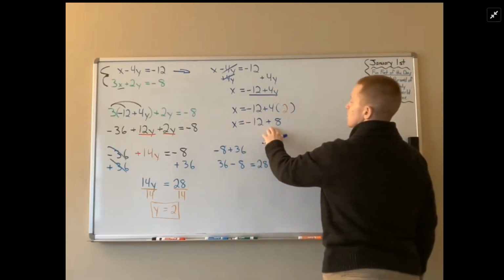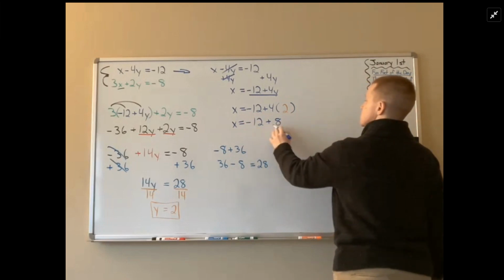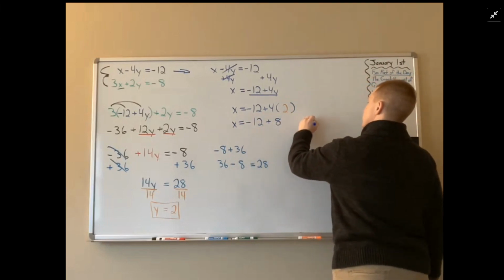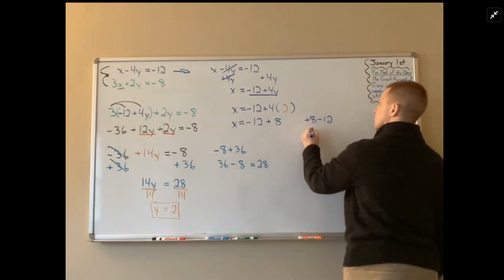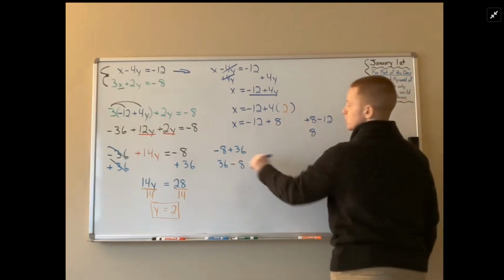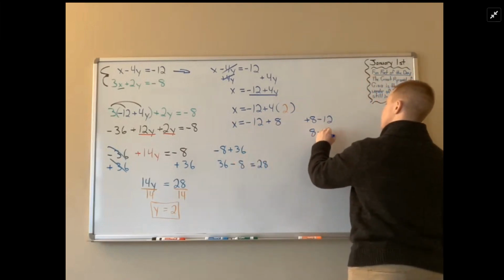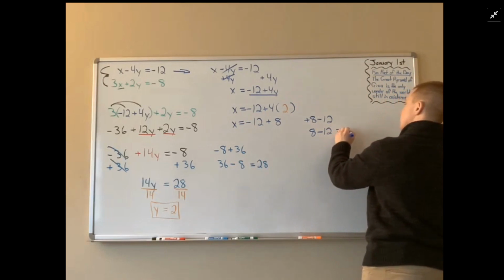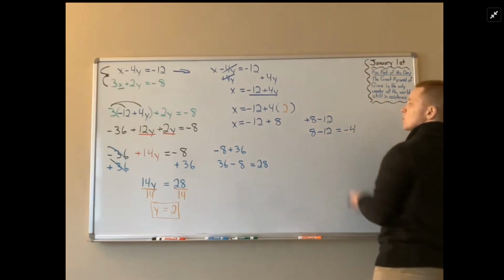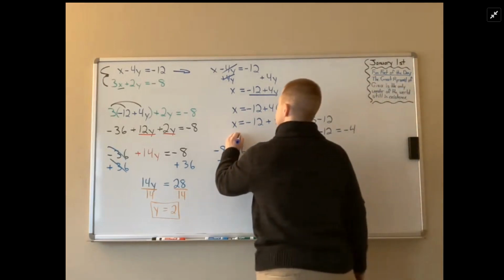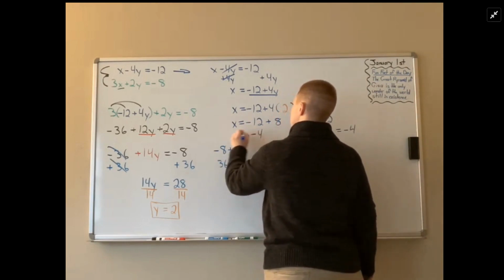Okay. Again, negative and positive. So what you can do, you can look at this as a positive 8 minus 12 if you want to, and you can get rid of that plus sign just like we did over here with 36. So it's 8 minus 12. Either way, that should give you a negative 4. Okay. So x is going to equal negative 4.